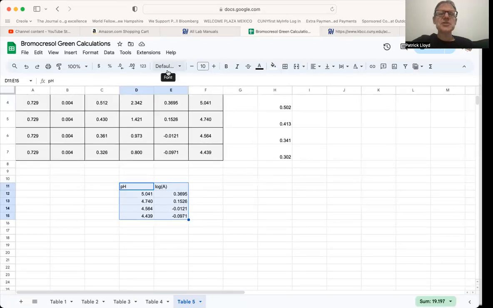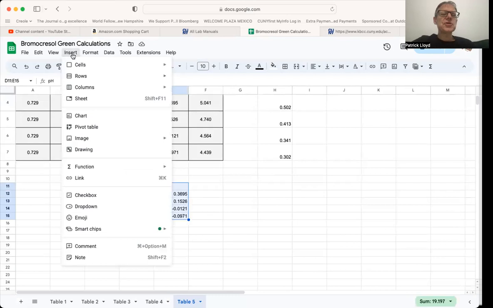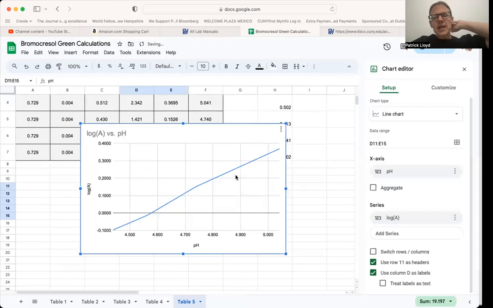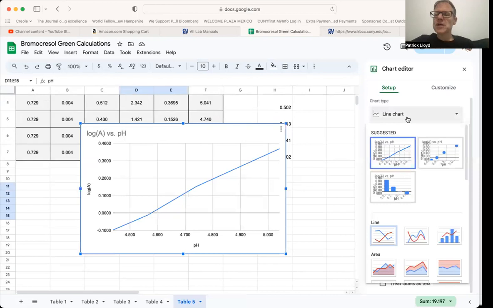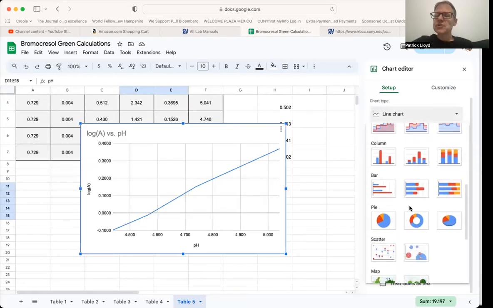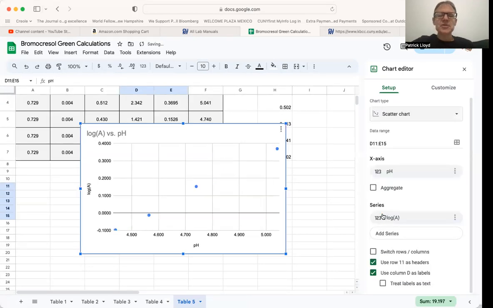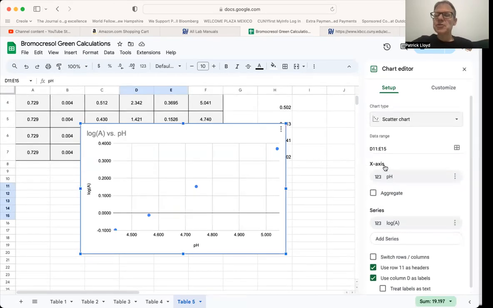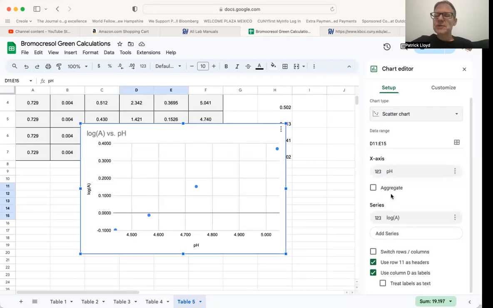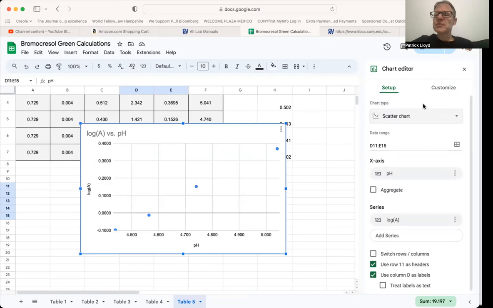I'm going to pick this, and go to insert a chart, and we don't want a line graph. This is defaulting to a line graph. We don't want that. We want to pick what's called a scatter. Okay, so we got our scatter graph right there. And then we want to show a couple of things, right? We want to show the equation, and we want to show the R squared value. So if I come over to customize, well, I think it's actually in setup. So let's come over here. Scatter chart.